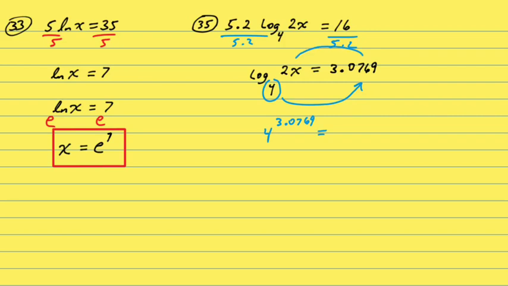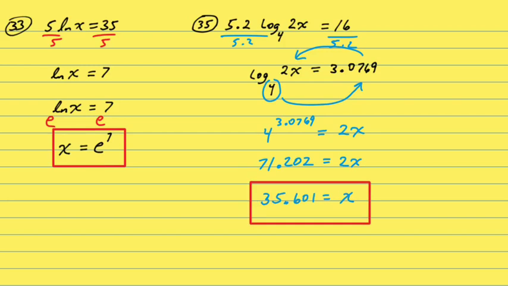4 raised to the 3.0769 is going to equal 2x. So I have 4 raised to that power. That gives me 71.202. And that's not x, that's 2x. So to get x, you're going to have to divide that by 2. 35.601.